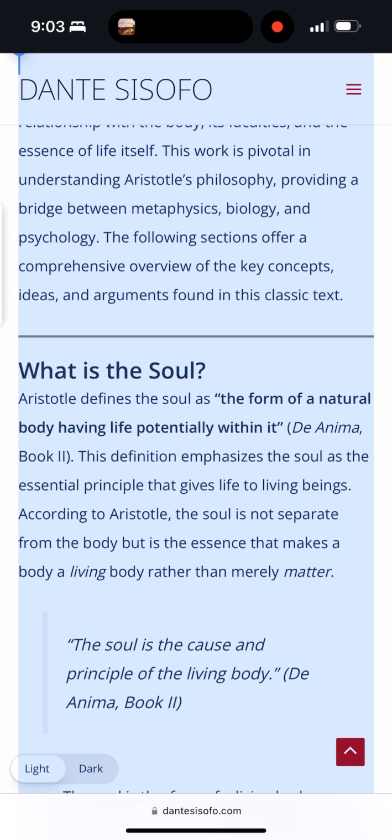Aristotle's De Anima, translated as On the Soul, delves into the nature of the soul, exploring its relationship with the body, its faculties, and the essence of life itself. This work is pivotal in understanding Aristotle's philosophy, providing a bridge between metaphysics, biology, and psychology. The following sections offer a comprehensive overview of the key concepts, ideas, and arguments found in this classic text.